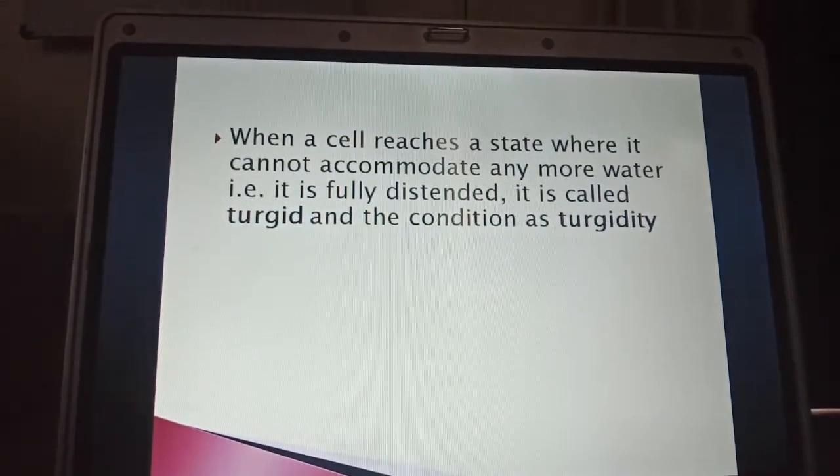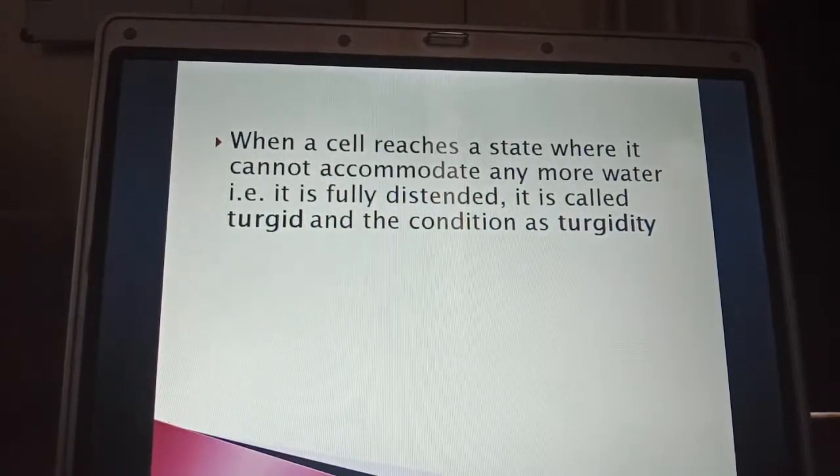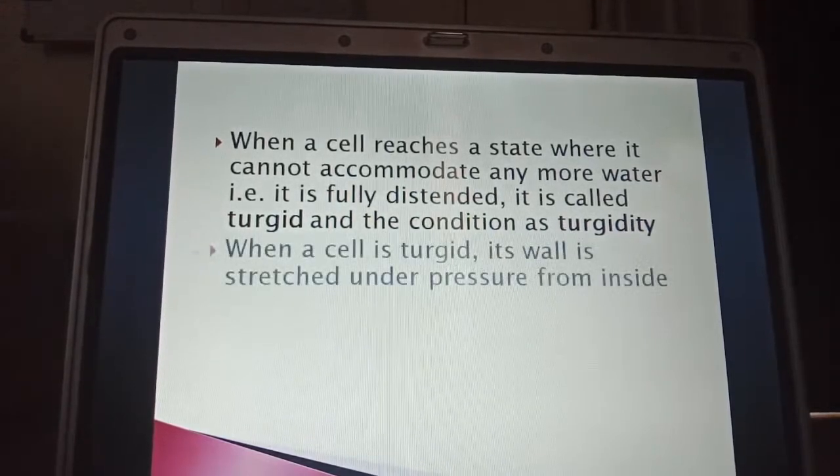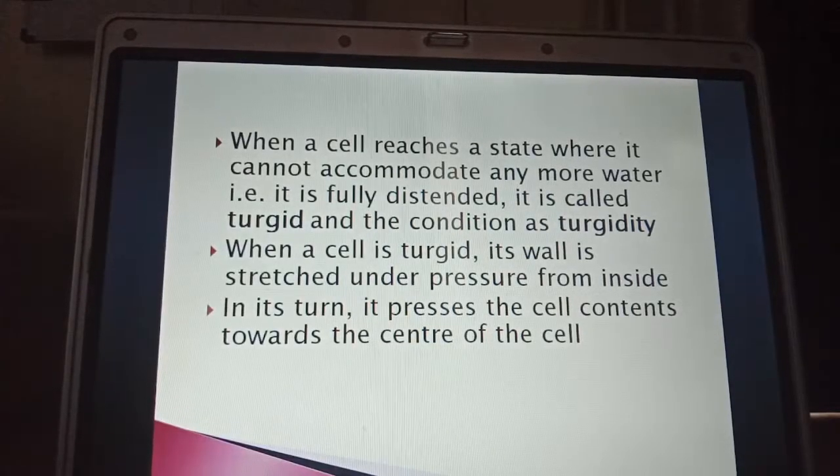When a cell reaches a state where it cannot accommodate any more water, it is fully distended and it is called turgid, and the condition is called turgidity. The cell is turgid, whereas the condition is turgidity. When a cell is turgid, its wall is stretched under pressure from inside. In its turn, it presses the cell contents towards the center of the cell.